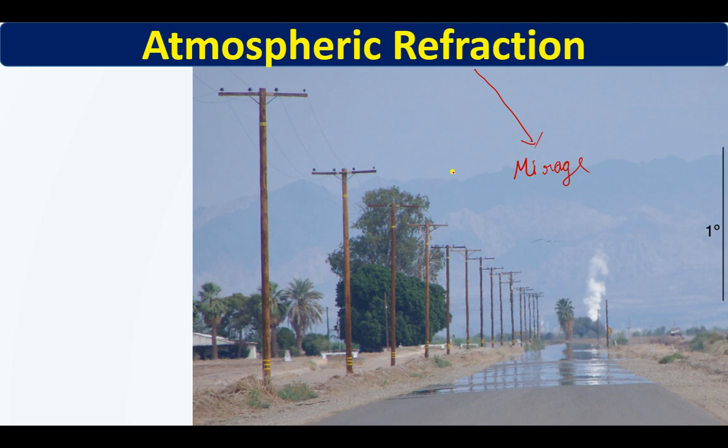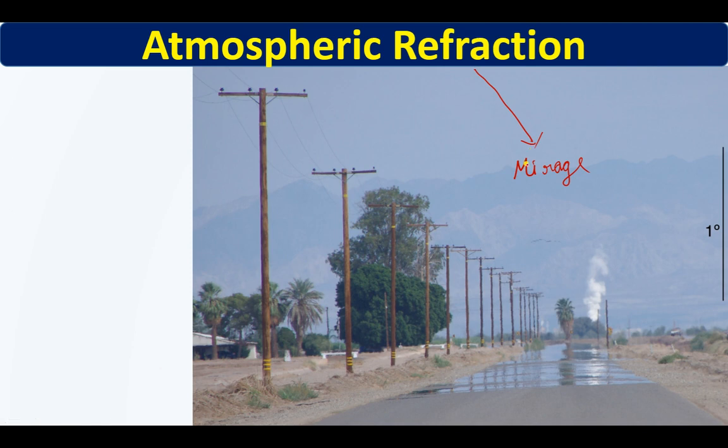For example, twinkling of stars. Atmospheric refraction is responsible for twinkling of stars. The sunrise and sunset are 2 minutes earlier and 2 minutes delayed. The reason behind that is atmospheric refraction. Right, now let us see what is given in the textbook about atmospheric refraction.